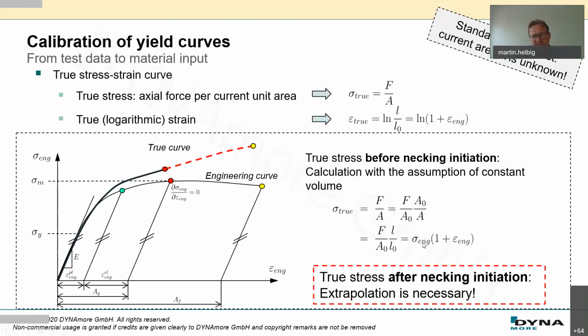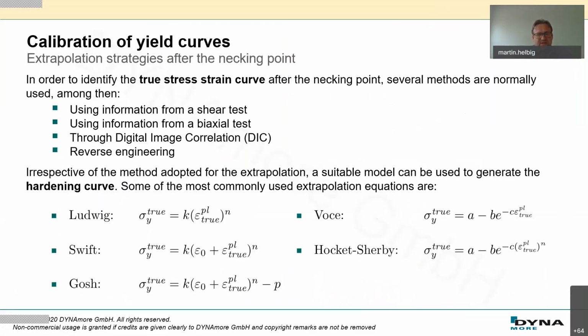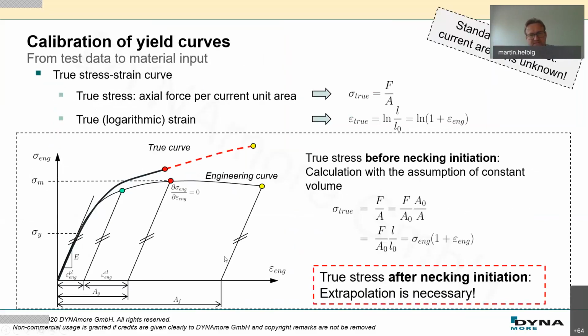It's the engineering stress multiplied by 1 plus the engineering strain. You can directly calculate your true stress from the engineering stress. But this is the assumption of a constant volume. This means for polymers, sometimes you need another way to calculate your true stress curve. And then you go on and subtract the elastic part of the true strain. And with the subtraction, you get more or less your plastic strain.